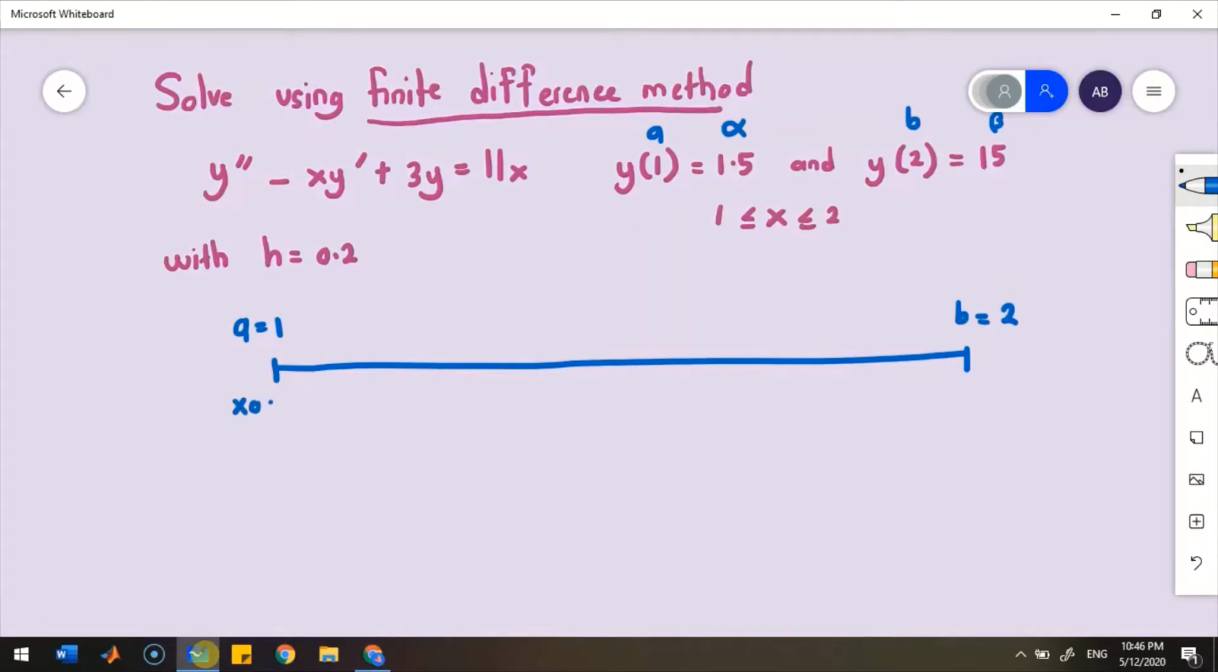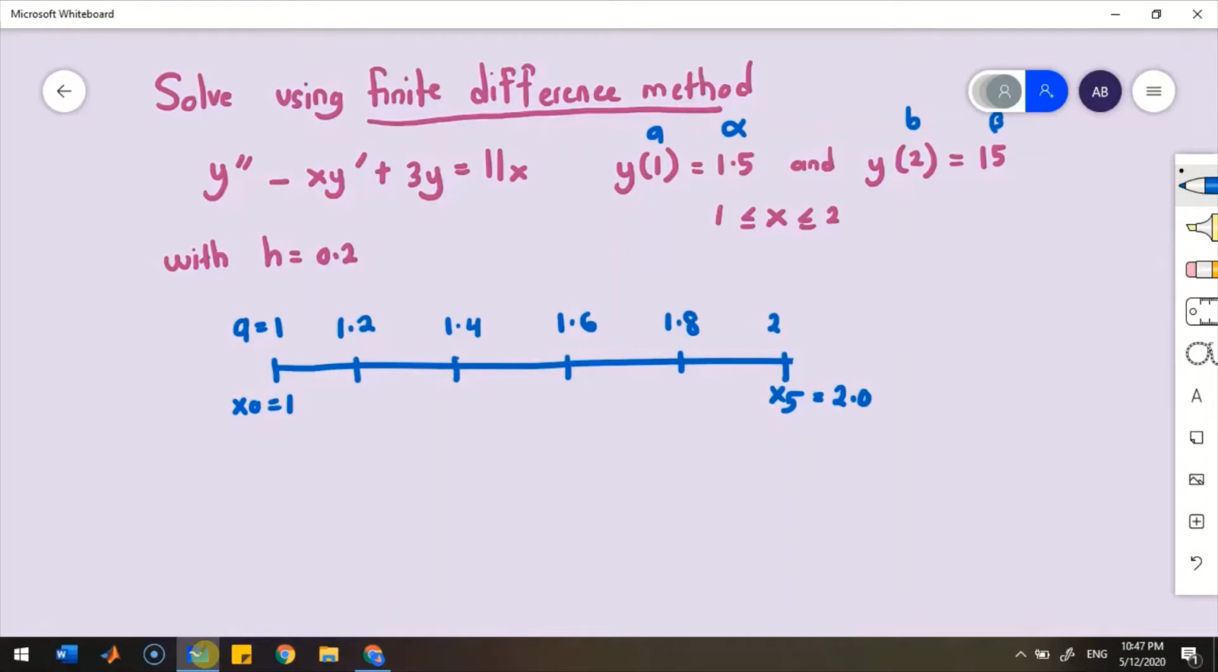So x0 is 1. We don't know how many points yet, but we know we start from 1 and every step length is 0.2, so this is 1.2, 1.4, 1.6, 1.8, and 2. I'm just going to erase that and move it slightly closer. So we have five steps, and I'm going to write x5 equals 2.0.